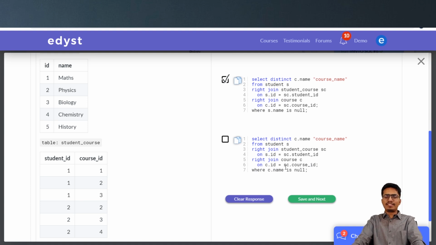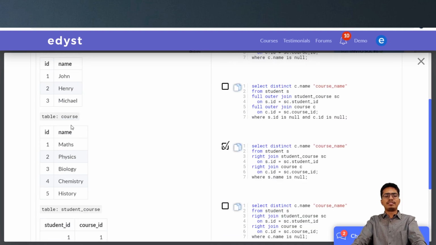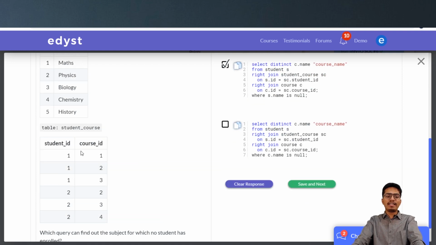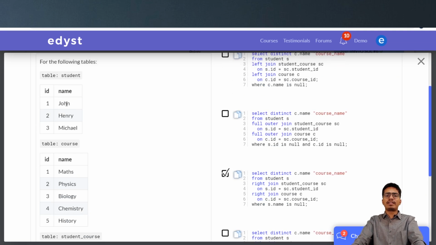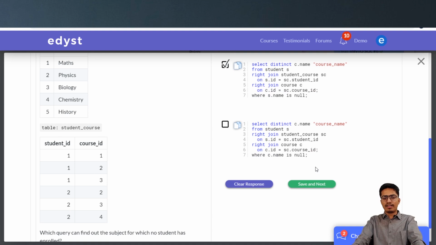This option faces the same issue. Again, it tries to say that the course name is null, but it can't be, because since course is on the right join, both of these values will always be present. So course.id and course.name will always be present. It's only student ID and student course ID that will be null, and ID and name that can be null in the final output. So this is our only option here.